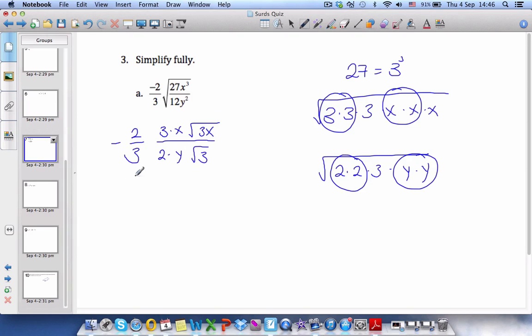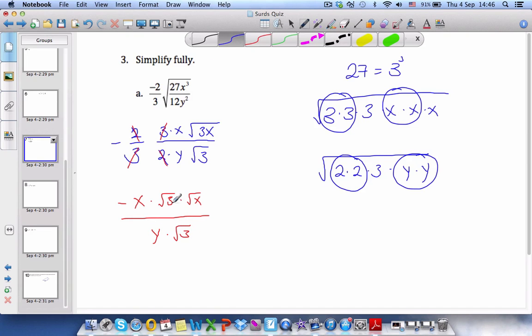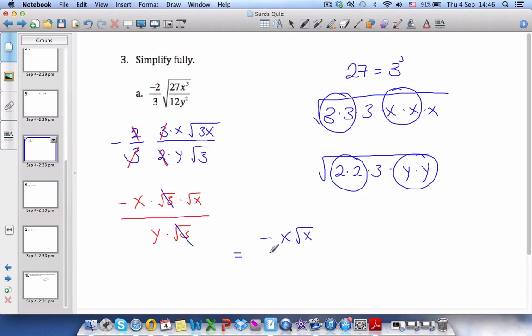Okay? We can simplify here now, but let's see. 2 over 2, let me do that in red, and 2 over 2 is 1, 3 over 3 is 1, so we have negative x times, I'm going to separate these, square root of 3 times square root of x, and then y times square root of 3, but we can do more, right? Square root of 3 over square root of 3 is 1, so at the end we have negative x square root of x, x times square root of x, over y.